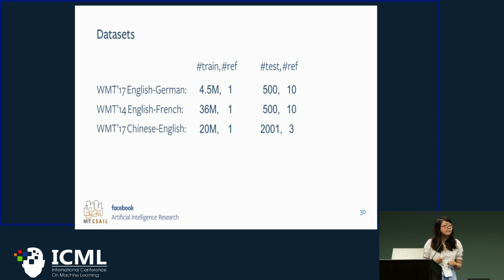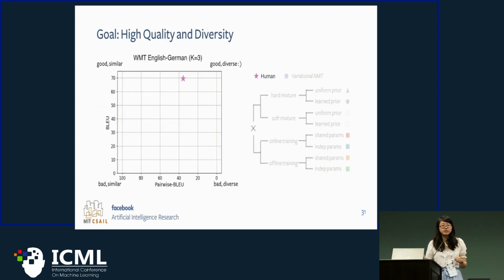We test mixture models and baselines on 3 benchmark datasets that uniquely provide multiple references at test time. Note that we only have one reference at training time. We first experiment on the WMT English to German dataset with k equals 3 components. We plot pairwise BLEU in descending order versus BLEU. So the right side indicates high diversity, and the upper side indicates high quality. The star marker represents human performance, which has high BLEU and is meanwhile quite diverse.